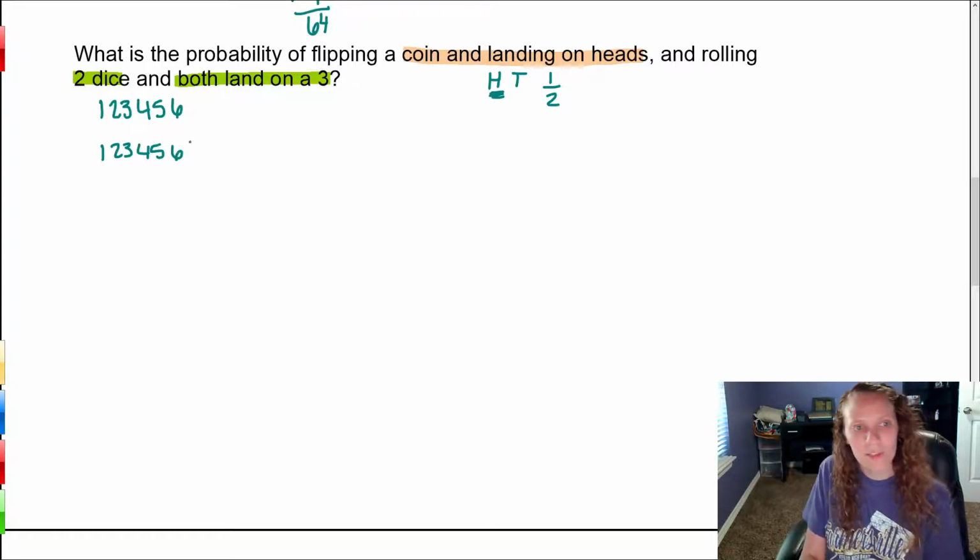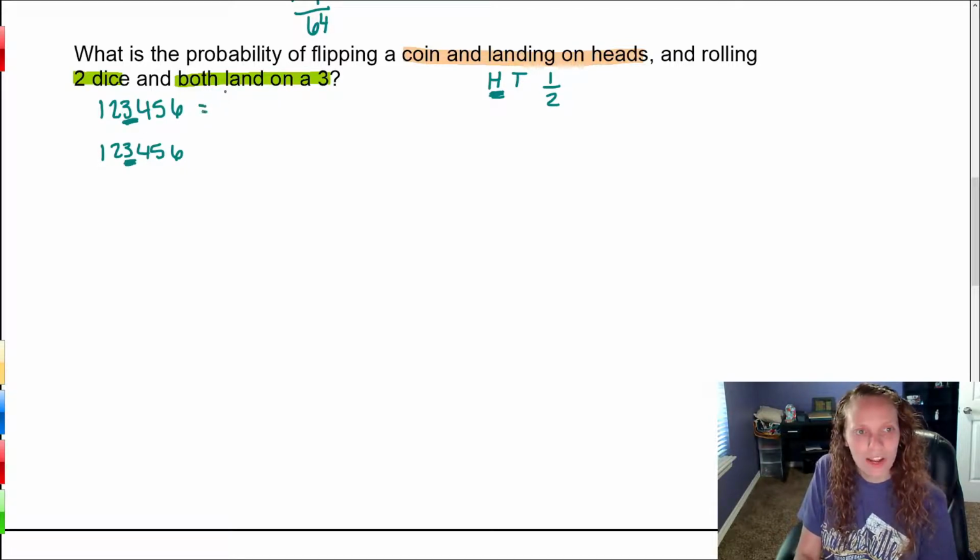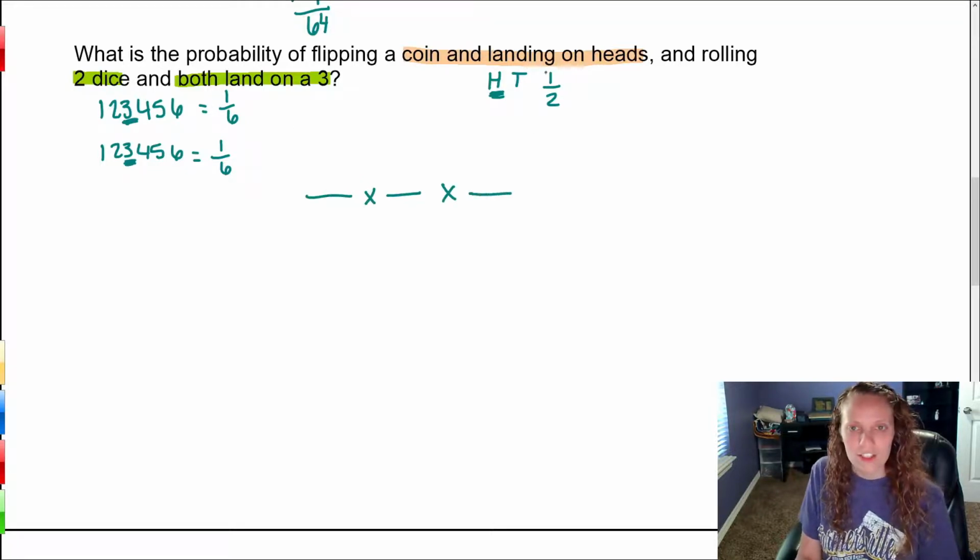So I'm going to list the numbers that are found on a dice twice, and we want to know the odds that both land on a 3. So we have a 3 here and a 3 here. For the first dice, that's a 1 out of 6 chance. And for the second dice, that's also a 1 out of 6 chance. So since there's 3 things happening here, 1 coin and 2 dice, we're going to set up 3 fractions and multiply them together. So for the coin, it's 1 over 2. And then for each of the dice, it's 1 over 6.